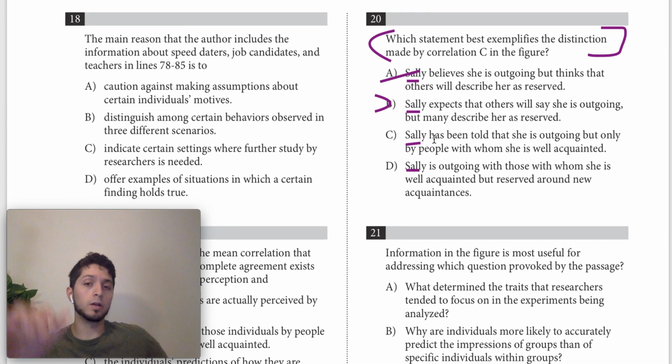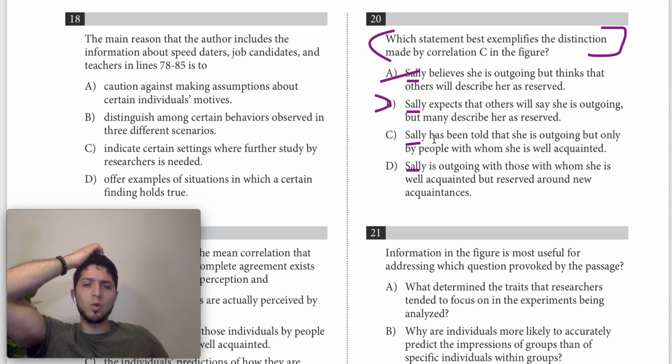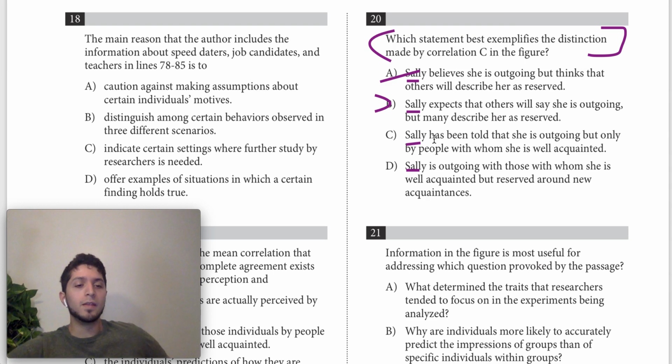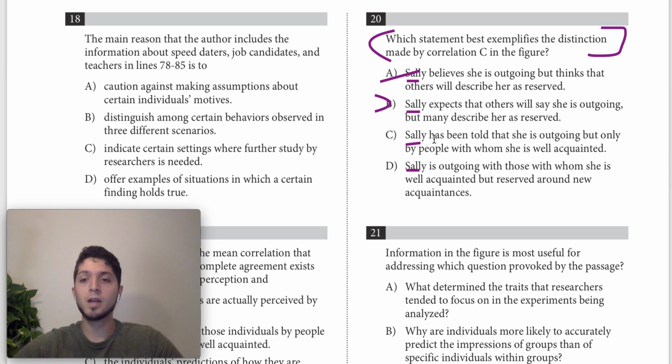So B would work. C says Sally has been told that she is outgoing, but only by people with whom she is well acquainted. This doesn't really work for any of the correlations or distinctions that we are looking at in the passage, where people are describing how other people view you and making distinctions between those who are well acquainted. It's not about that. These are about predictions and then the actual measurements. So C is not going to be right.